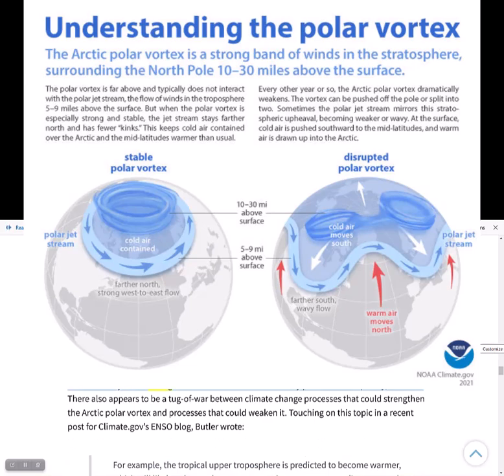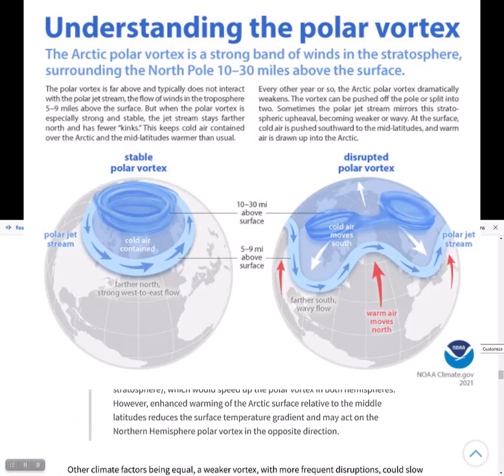The sensitivity to the timing and location of sea ice loss is only part of the complexity, however. There also appears to be a tug-of-war between climate change processes that could strengthen the Arctic polar vortex and processes that could weaken it. Touching on this topic in a recent post for Climate.gov's ENSO blog, Butler wrote, "For example, the tropical upper troposphere is predicted to become warmer, which will likely enhance the equator-to-pole temperature gradient across the tropopause, the atmospheric layer that separates the troposphere from the stratosphere, which would speed up the polar vortex in both hemispheres.